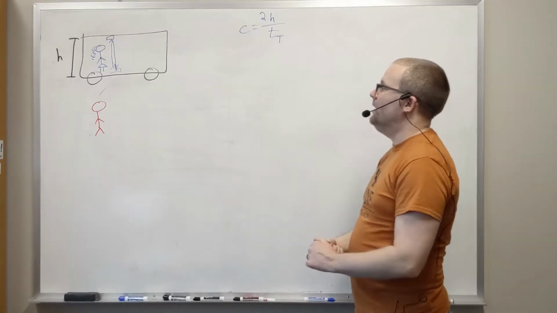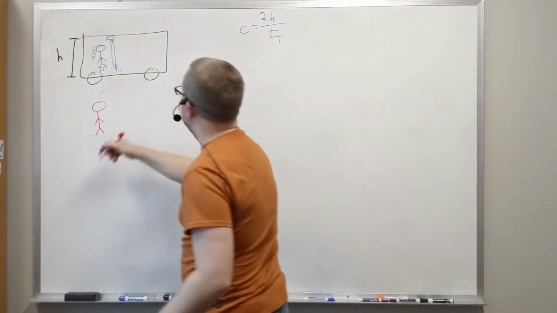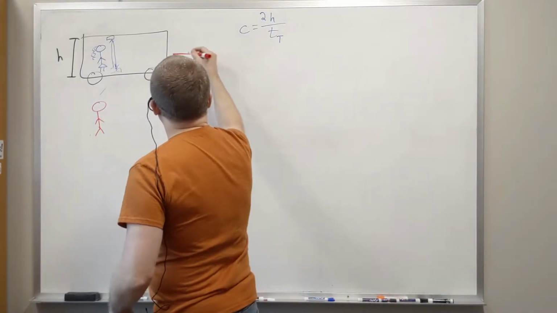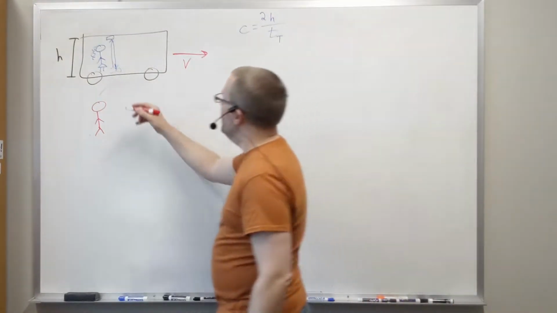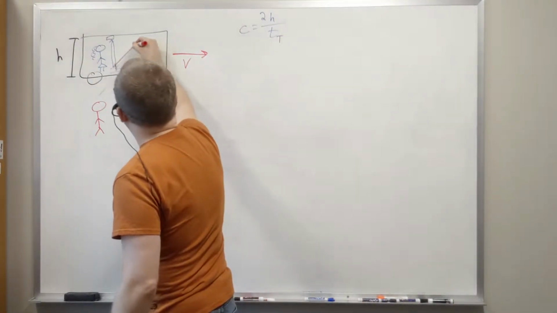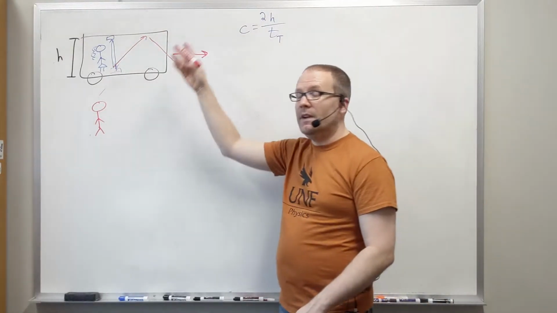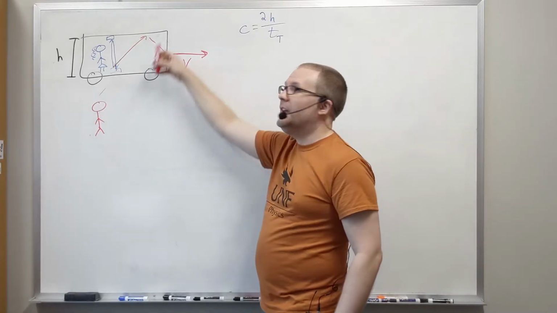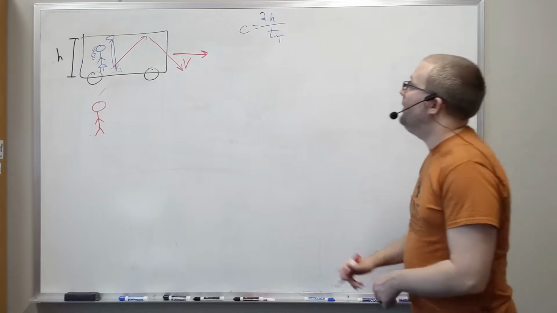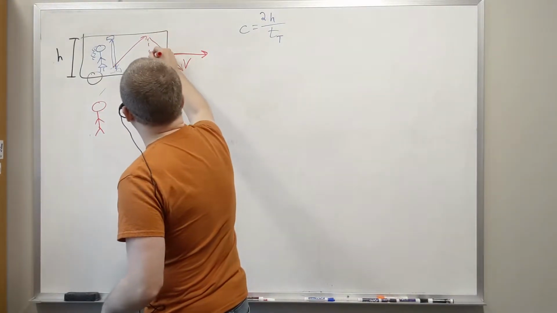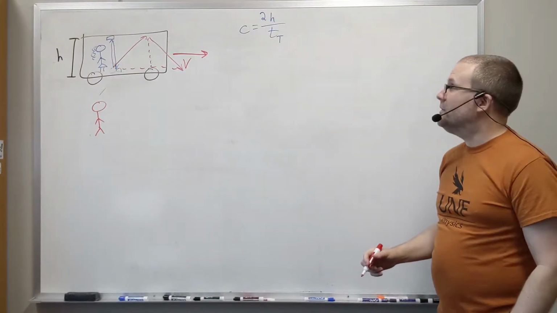The red physicist, on the other hand, sees a slightly different path because the red physicist observes that the train is moving forward with a velocity, let's call it v, and so the red physicist is going to observe a path that looks like this, right? Because as the light is moving up, it's got to move forward to catch up with the mirror and then catch up with the light detector there at the end. And so the red physicist sees a slightly different trajectory.